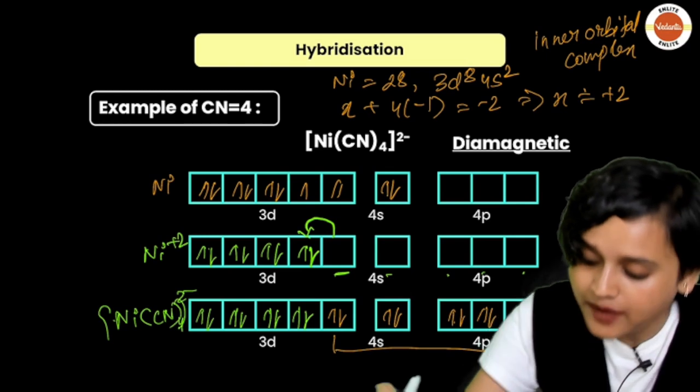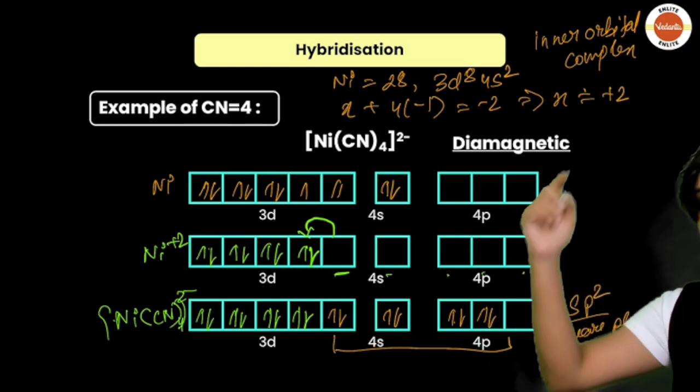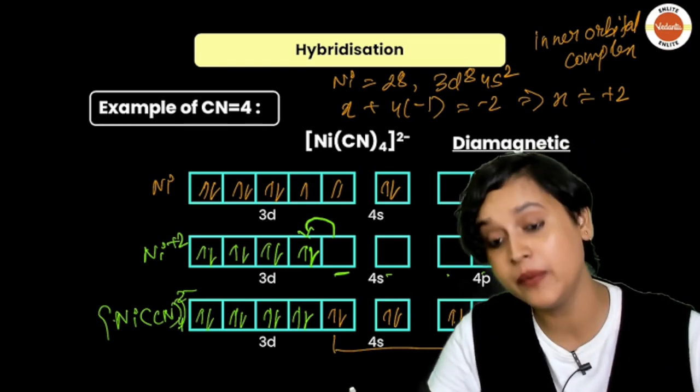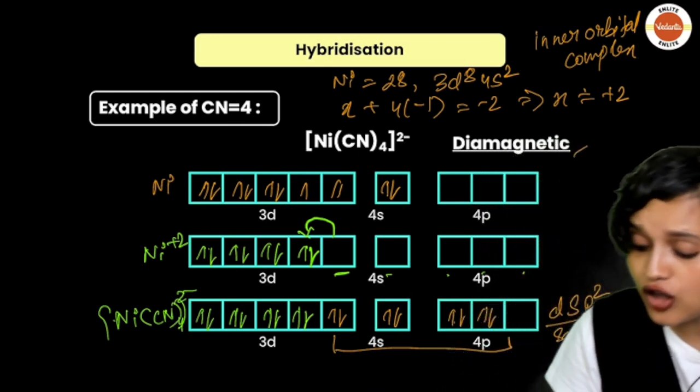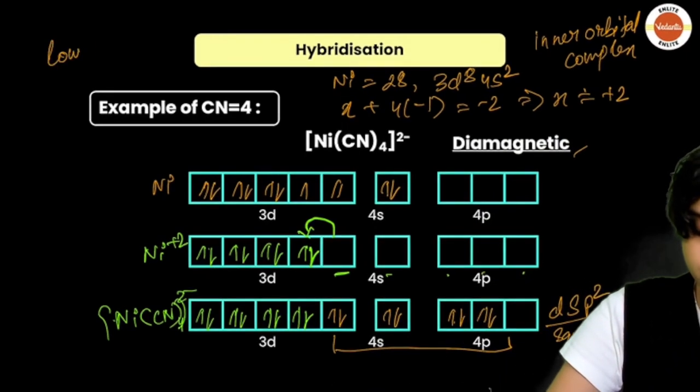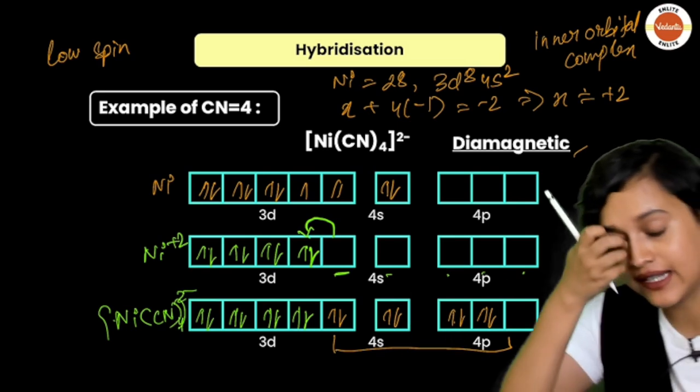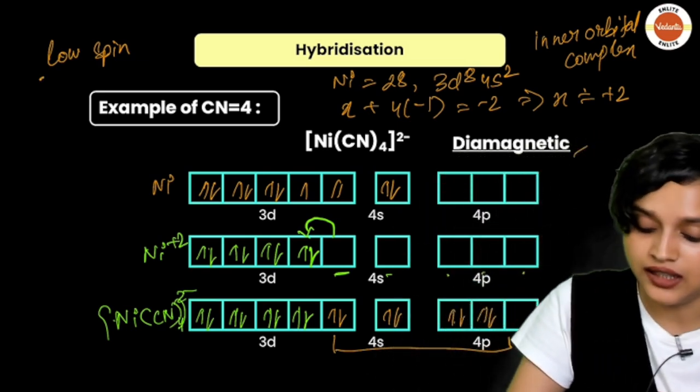Yes. And this time, do I also see that there are none of them which are unpaired? So, if there are no unpaired electrons, diamagnetic. And if there are no unpaired electrons, I will also call it a low spin complex. Make sense? This is a low spin complex.